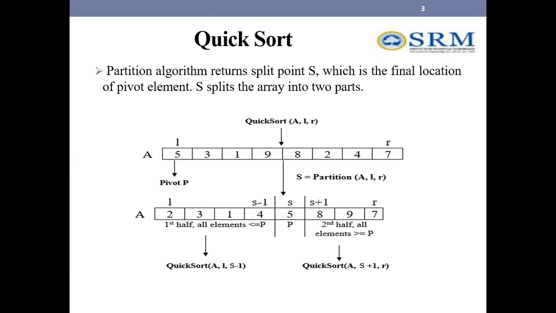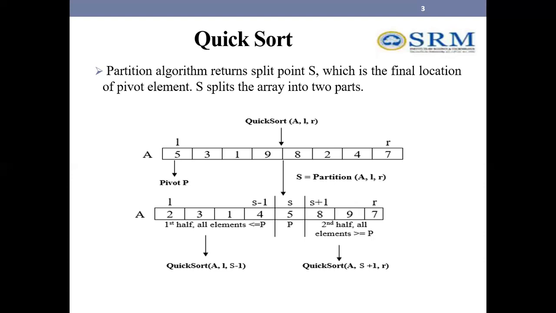All the elements are less than the pivot element 5. The right side, all the elements in the second half of the array, that is 8, 9, 7, are greater than the pivot element. Again, the first half array is sent as input to the next recursive call, QuickSort. Again, the same function is called with left and right index S minus 1. Again, this process is repeated till we have a single element in the array.